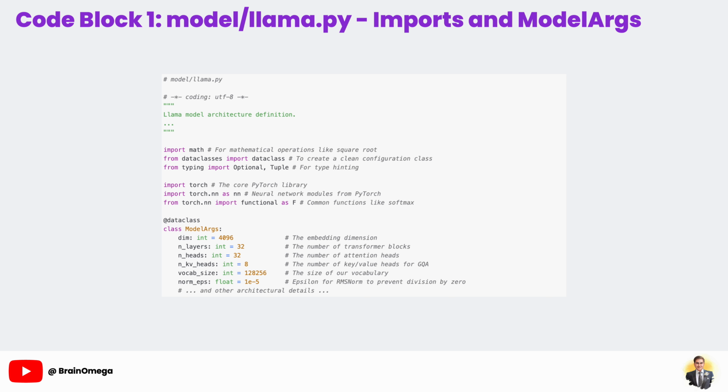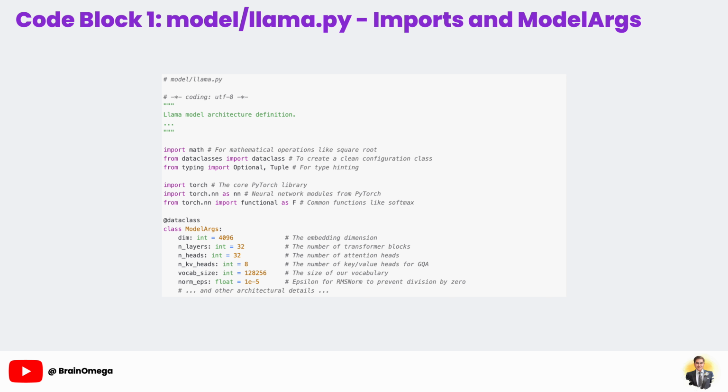Import torch, import torch.nn as nn, and from torch.nn import functional as F. These are our workhorses. We're importing the main PyTorch library, its core neural network module class, which we'll inherit from, and the library of common functions like softmax and SiLU, which we'll use by the conventional alias F. With our tools imported, we define our ModelArgs dataclass.